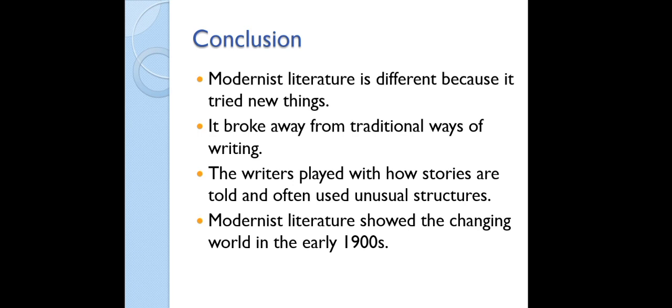Modernist literature is different from the rest because it tried new things and experimented with new techniques. This period is a separation from traditional ways of writing. Modernist literature has shown us a changing world. Modernist literature is unique in its own qualities.